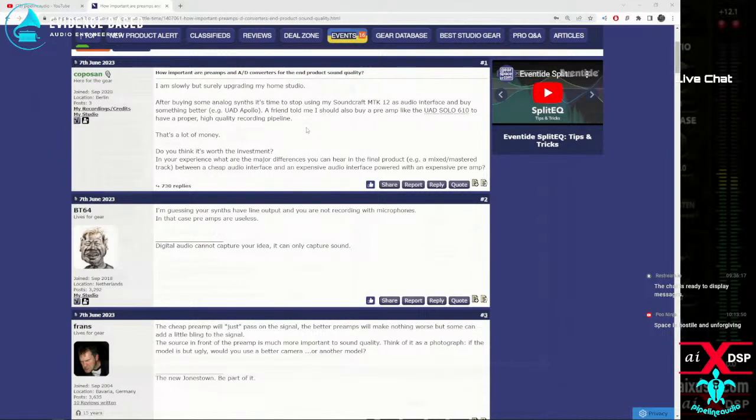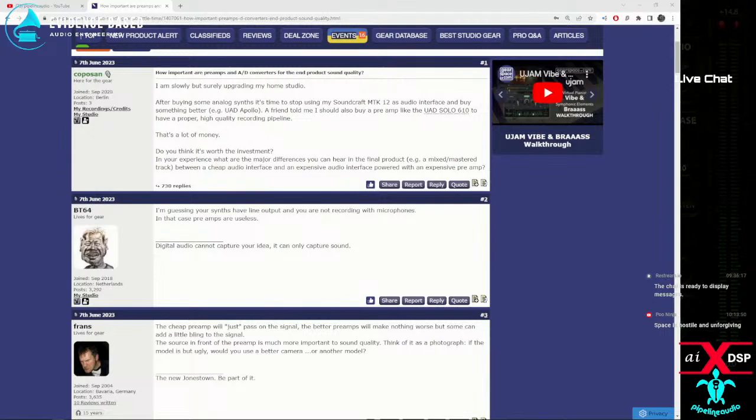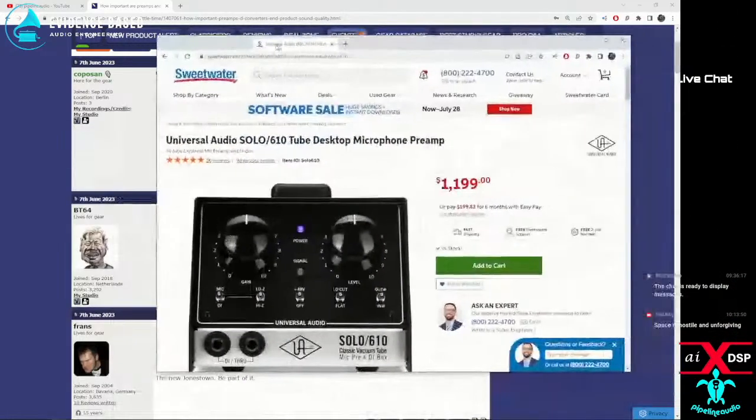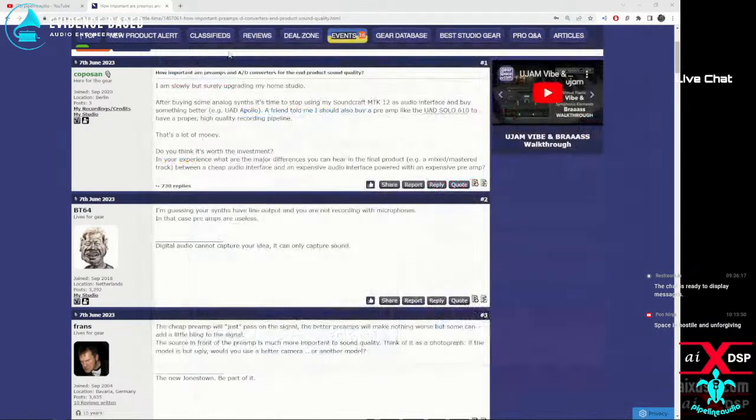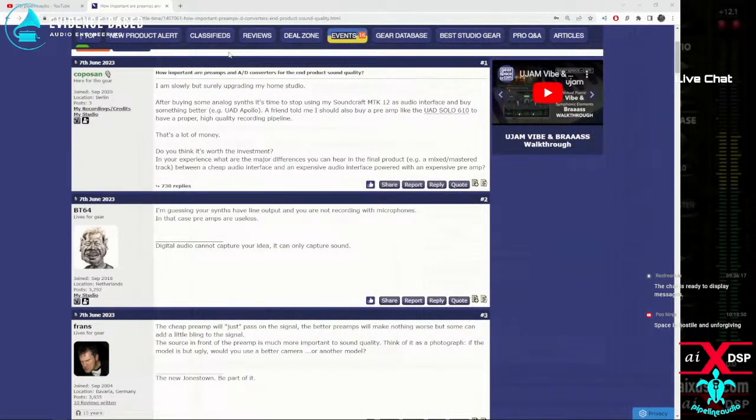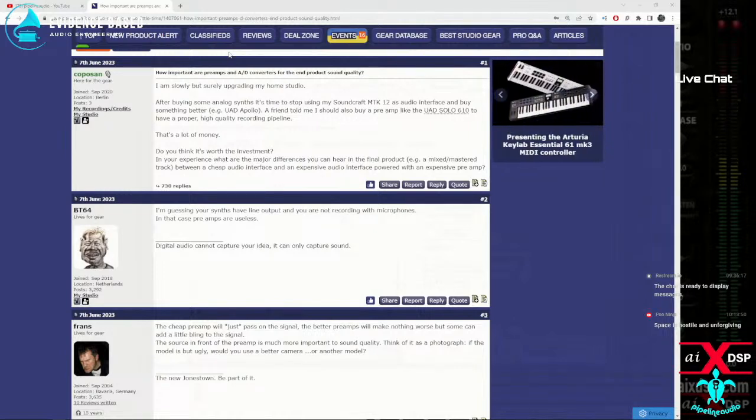Also, a friend told me I should buy a preamp like the UAD Solo 610 to have a proper high quality recording pipeline. UAD Solo 610, whatever it costs. How much is that thing? Here we go, it's Sweetwater. Oh, it's only $1,200 for this mic preamp that isn't going to test any better than the mic preamp that you already have on your interface, almost guaranteed. So you asked, do you think it's worth the investment? I say no.